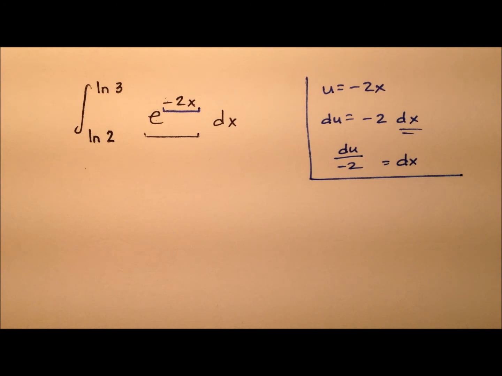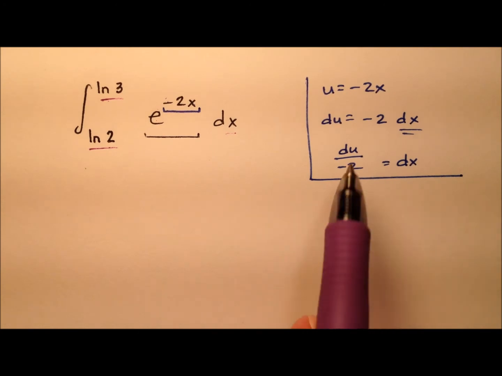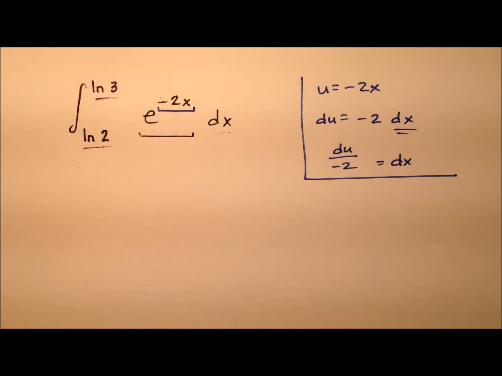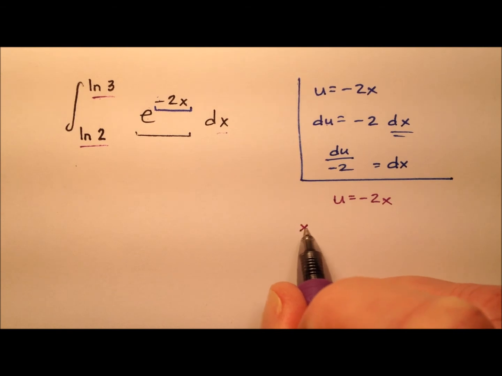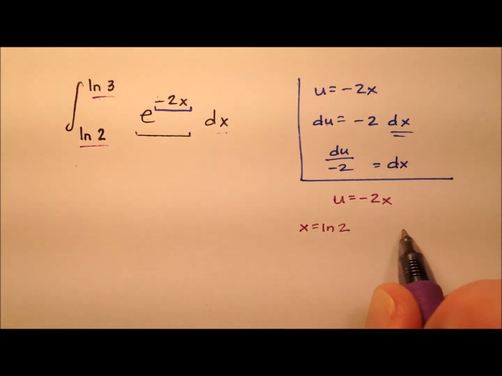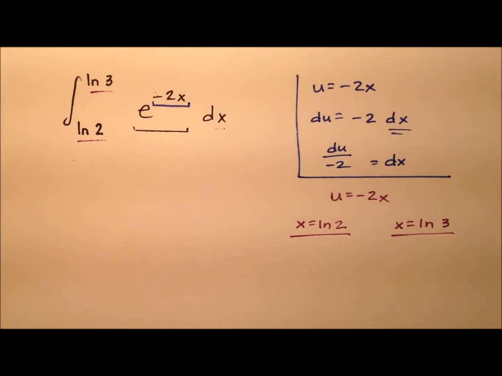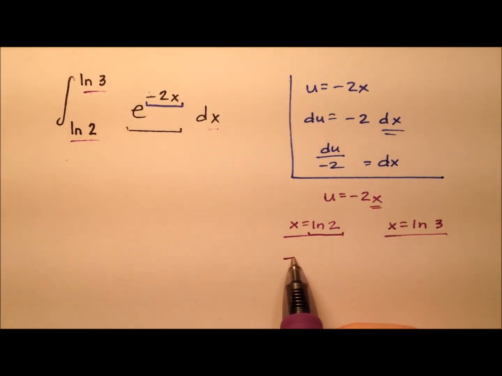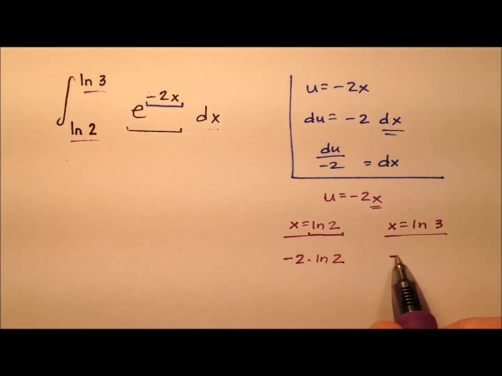Also, what we need to do is, because these limits of integration that we have here are based in x, since we're using a U-substitution and changing these variables, we also need to change these limits of integration. So since we're using u equals negative 2x, we need to change this so x is the natural log of 2 and x is the natural log of 3, and we need to go ahead and just change these. Okay, so we'll plug this natural log of 2 into this x, so we'll have negative 2 times the natural log of 2, and then for this one we'll have negative 2 times the natural log of 3.